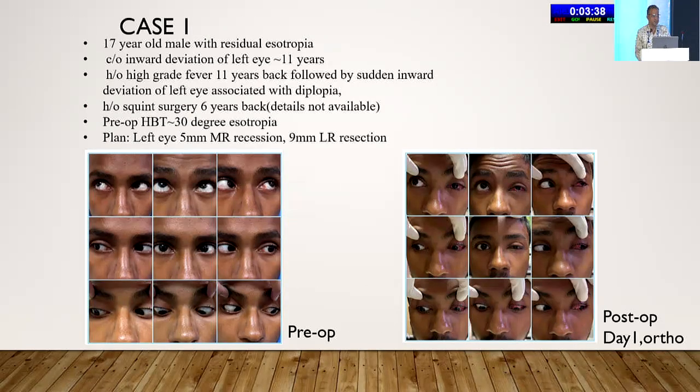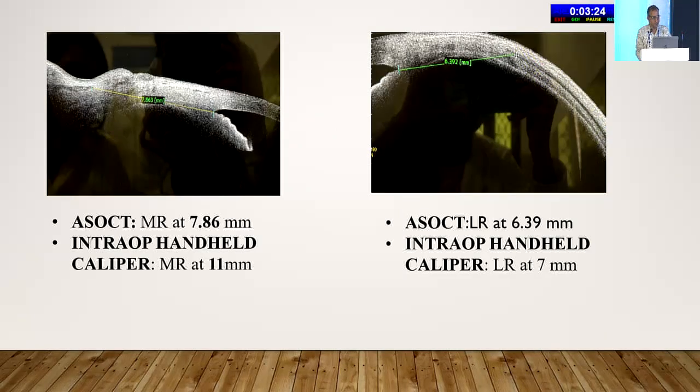So this was one 17-year-old male patient, and there was a case of resurgery, and these are the preoperative and post-operative photograph of the same patient. In ASOCT, the medial rectus was found at 7.8 mm, and with intra-op handheld caliper, it was found at 11 mm. On the other side, on ASOCT, the lateral rectus was found at 6.39 mm, but when we measured it with the caliper, it was found at 7 mm.